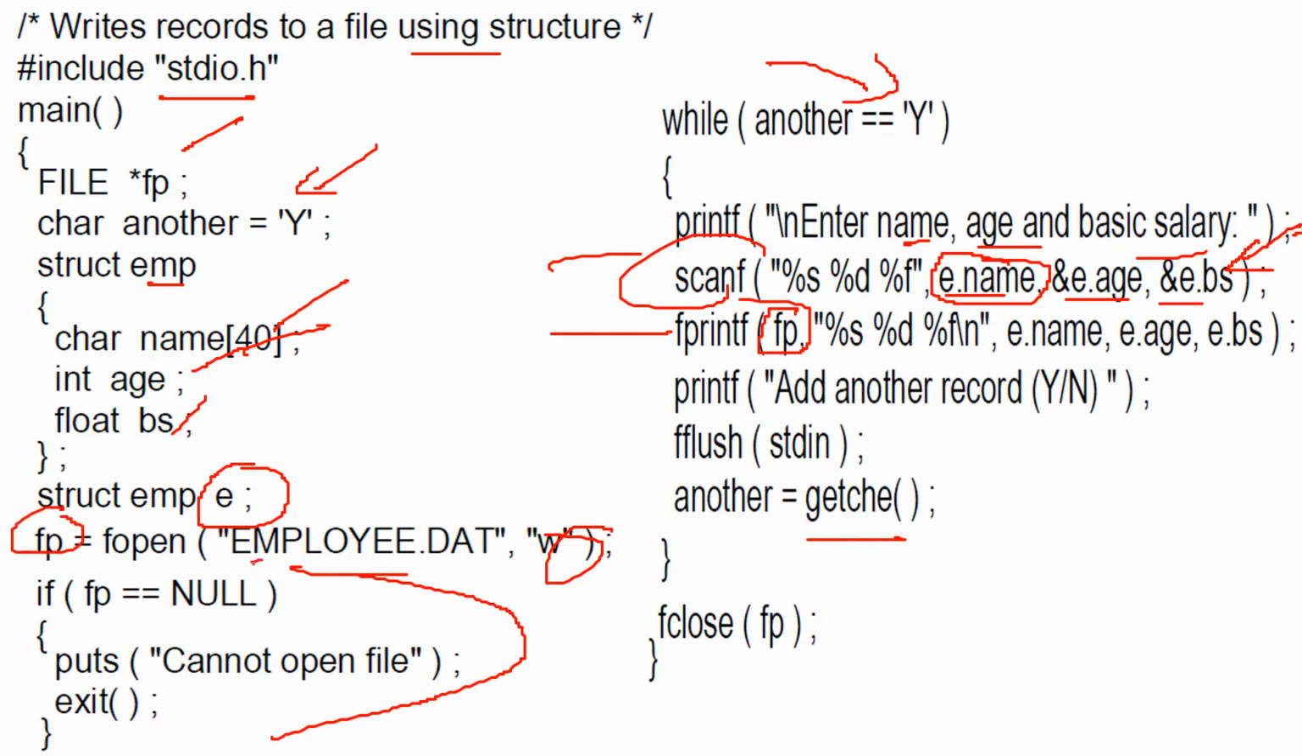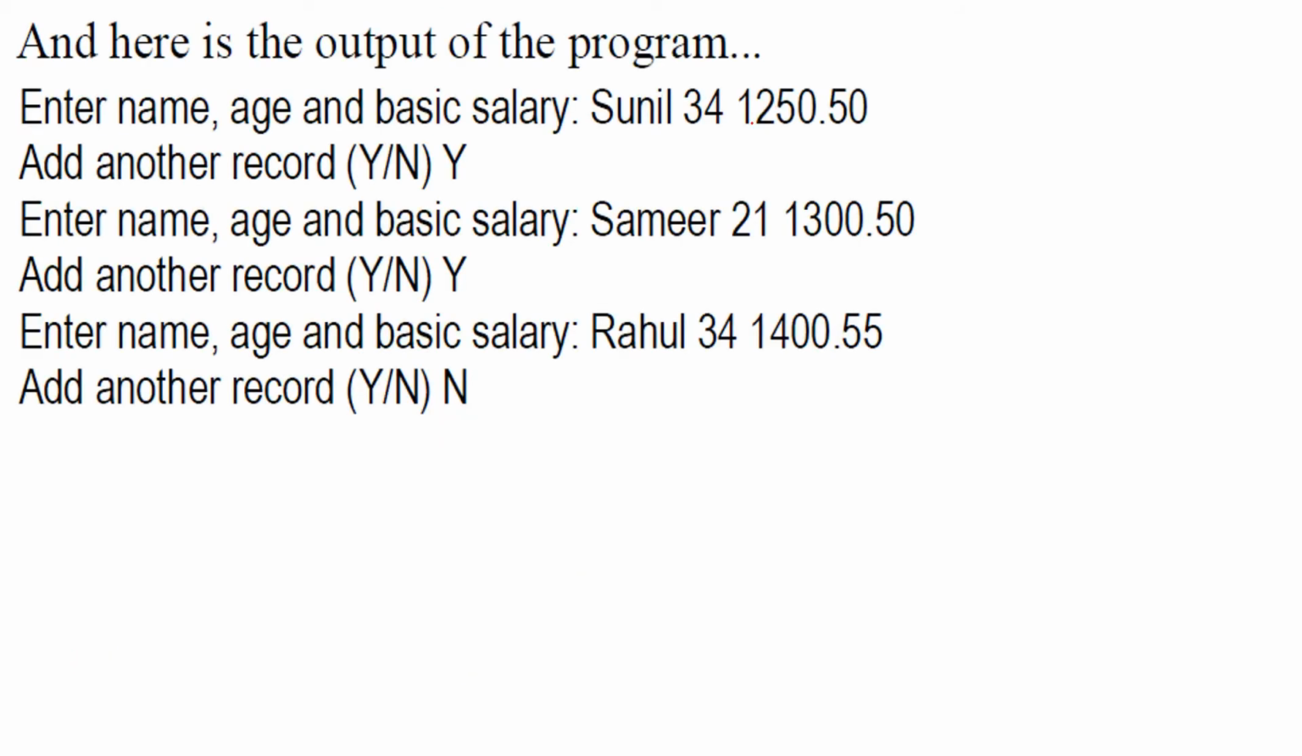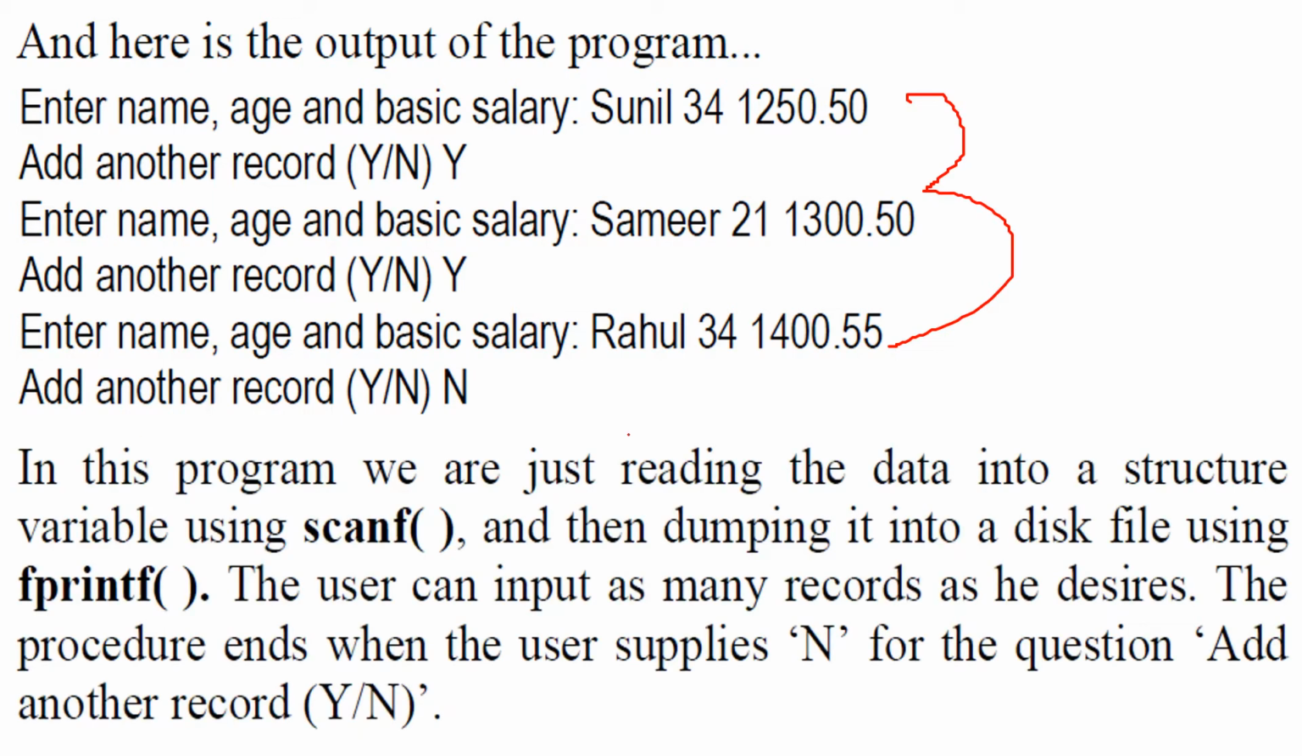So in this file we want to write e.name, e.age and e.bs, and after that we ask the user if he wants to enter more. If he says yes, we will go on and on, otherwise we come out. Then we close the file. So this is the sample run. The user has input 3 times. In this program we are just reading this data into the structure variable using scanf. Now we want to dump that onto the disk, and we use fprintf exactly for that. So the user can input as many records as he wants, till the time he comes up with a character other than y.